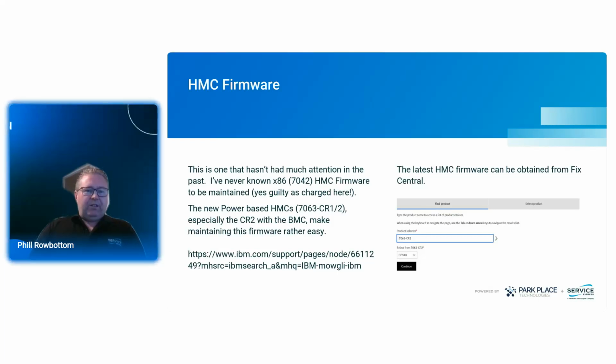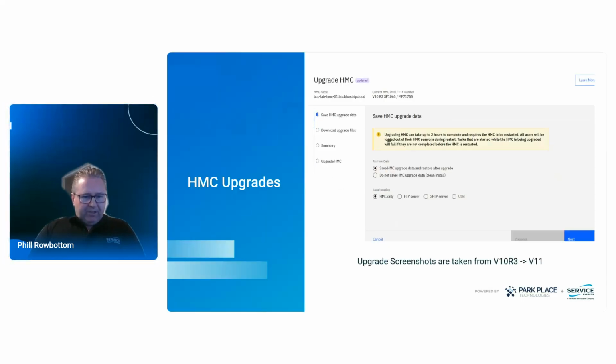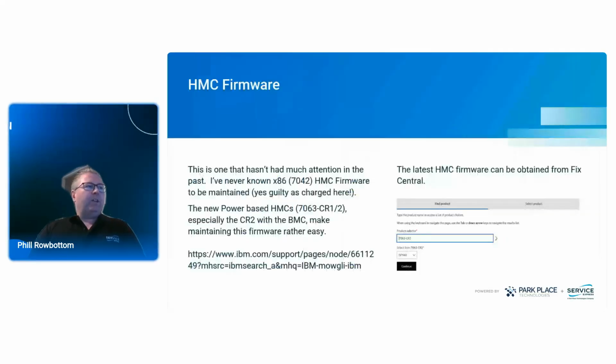So another thing, in the past, I've been guilty of this myself, is the firmware of the HMCs themselves. It's one I've never really known to be maintained on the x86 myself. Any organization I've worked for, we've just left it. We haven't done anything. But if we're on the newer HMCs, the power-based ones, and especially the CR2s, this is rather easy. And there's a link here to the IBM page, to where IBM have a much more detailed outline of the process for this.